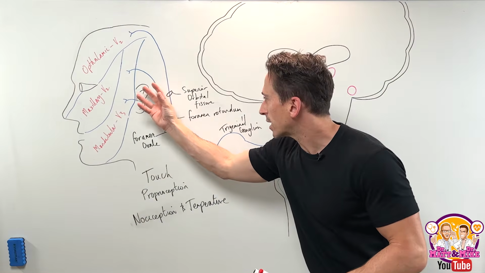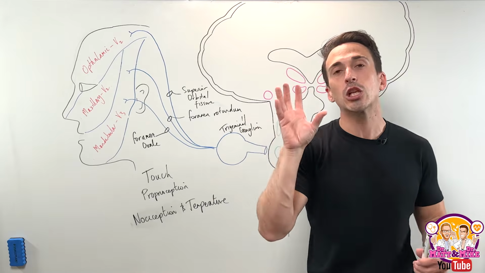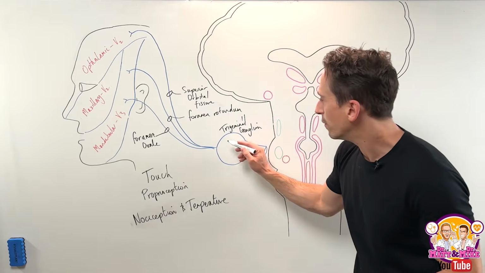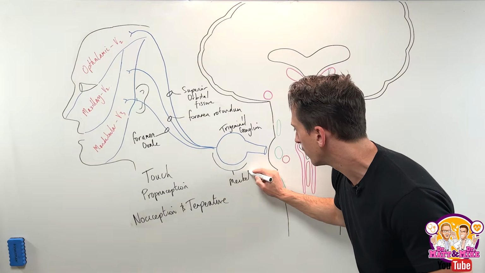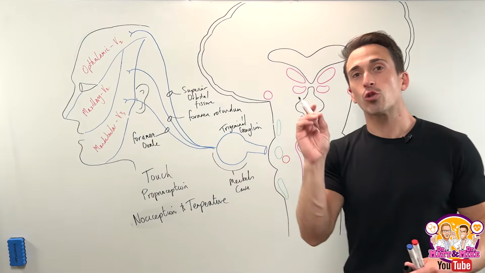So these neurons are coming in towards the trigeminal ganglion, and the trigeminal ganglion is located in an area I love called Meckel's cave. So it's located in this area called Meckel's cave. And Meckel's cave is located in the middle cranial fossa.